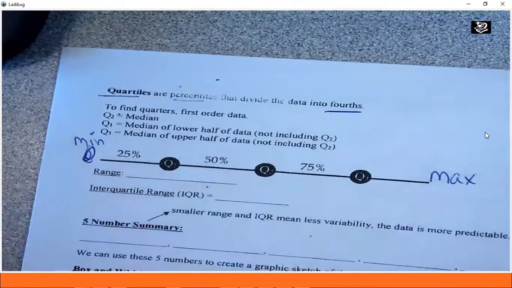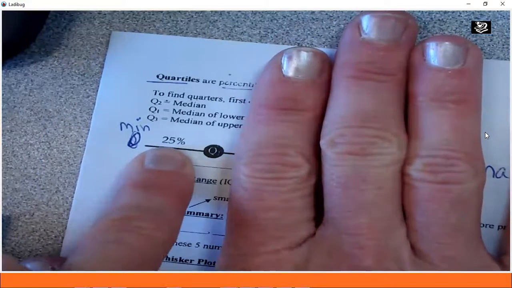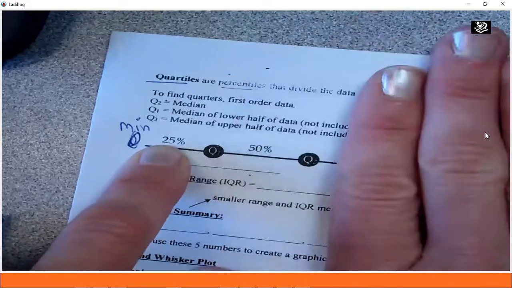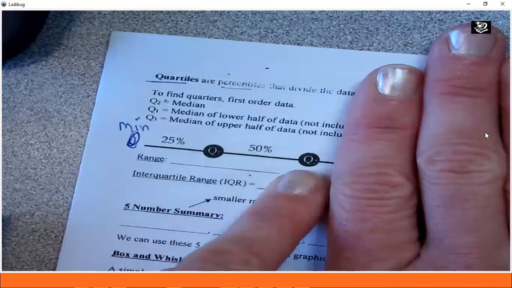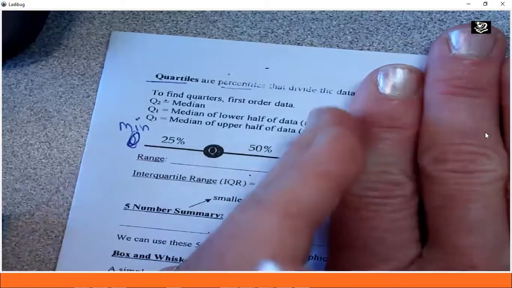Okay. All right. Let me ask you this. How much data is in Q1? What do you think? How much data is in Q1? 25%, okay? How much data is less than Q2?